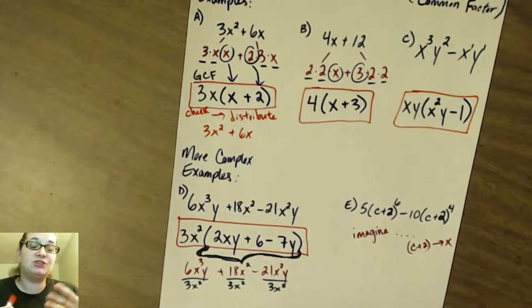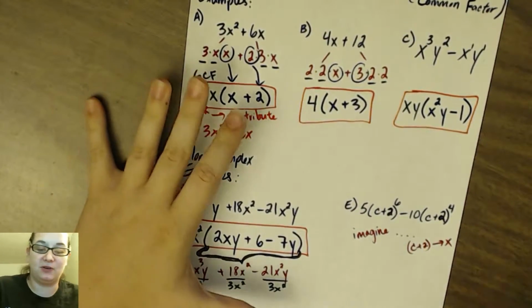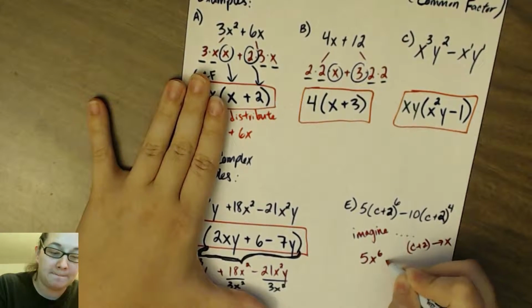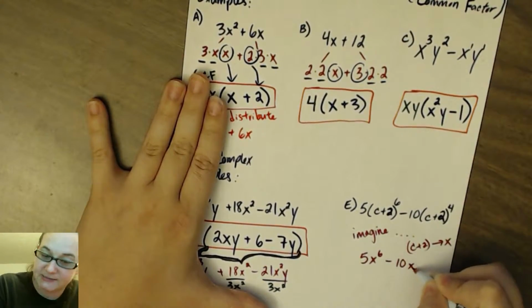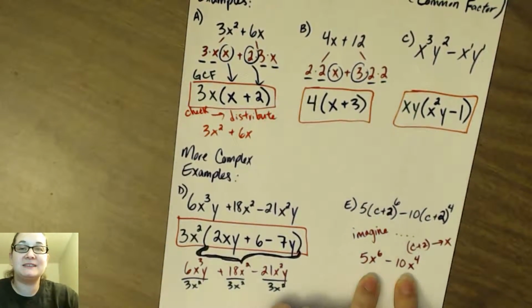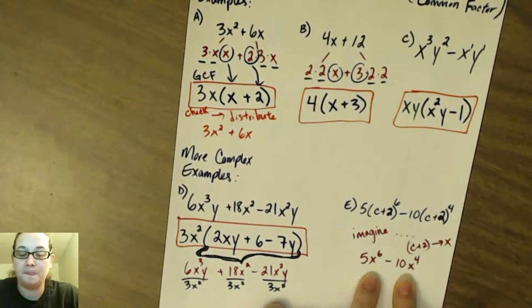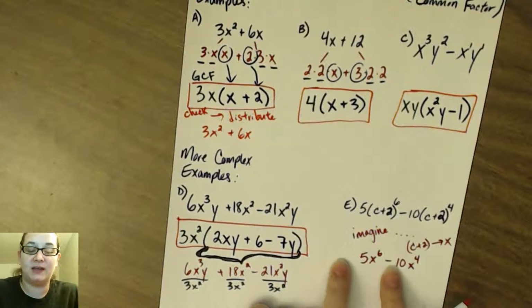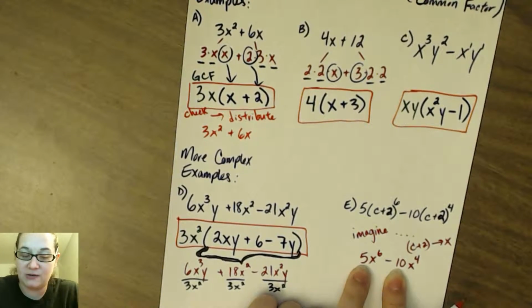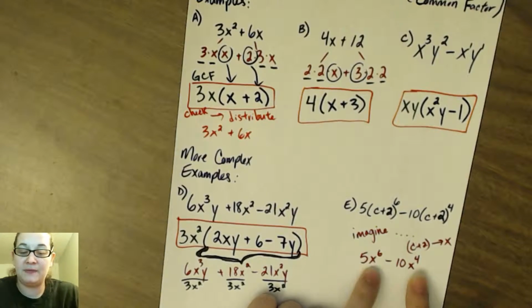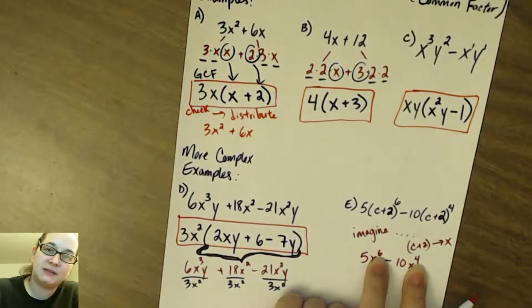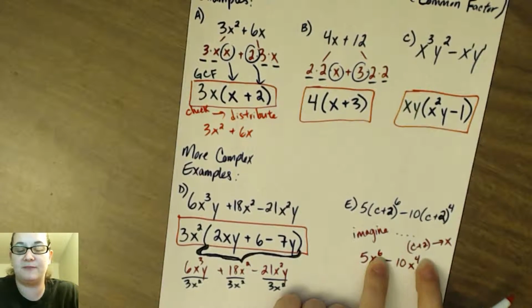So if I imagine what it would look like if it had an x involved, it would look like this. 5x to the 6th power minus 10x to the 4th power. This looks a lot simpler. And if I thought about factoring this out, well, obviously I would pull a 5 out, and then I would pull out some of the x's because I have 6 on this side and 4 on that side, so they at least have 4 in common.